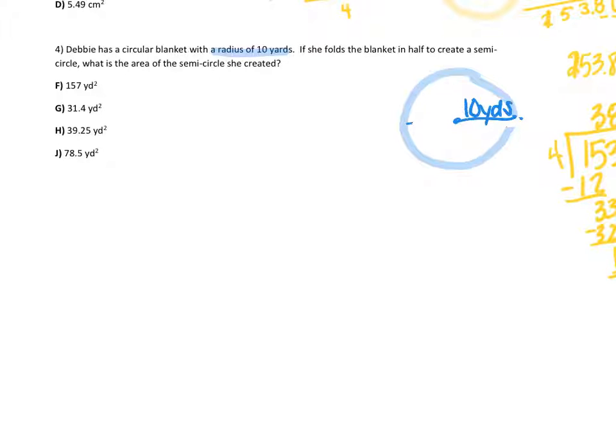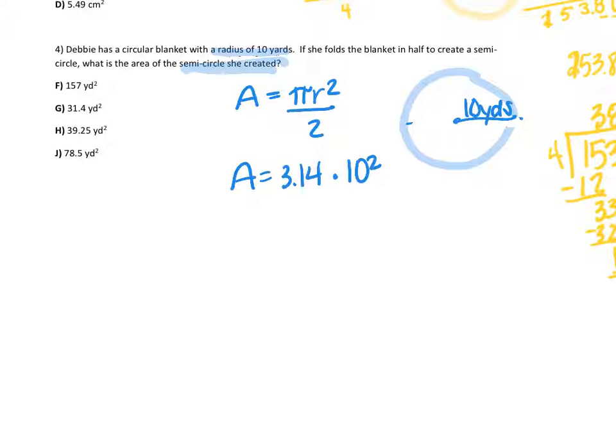Okay, radius of 10 yards. And then we're looking for the semicircle, which is a half circle, guys, right? So our formula is area equals pi r squared divided by 2. Okay, so pi is 3.14. My radius is 10 squared, and we're going to divide that by 2. So 3.14 times 100 divided by 2.